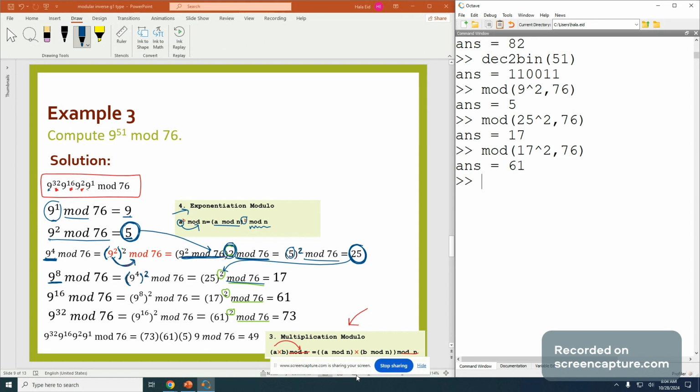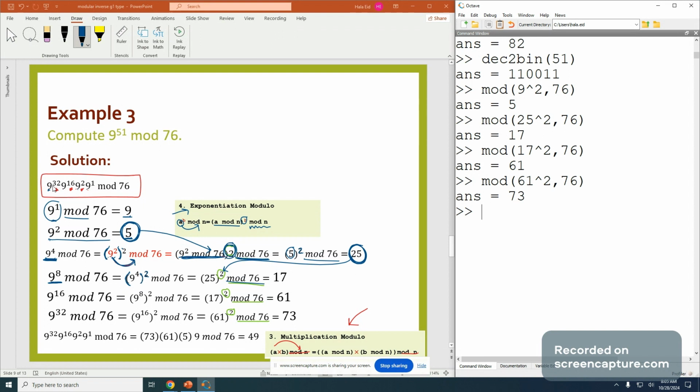Now to go to the next one as well, you take the previous answer, square it and mod 76, and you get 73. We got all the way to 9 to the 32. We stopped because this is the maximum power we need.